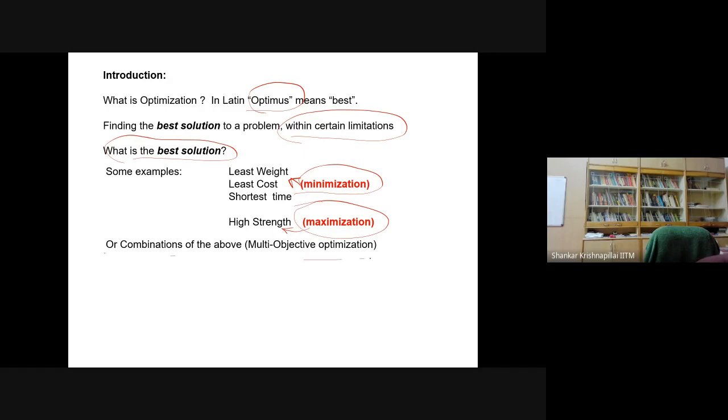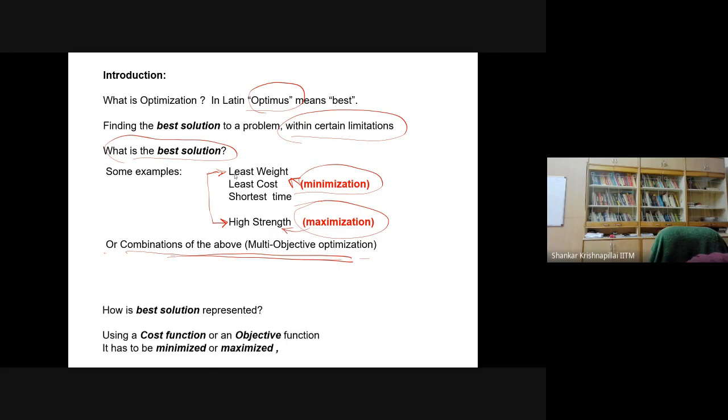Now you can also have combinations of the above two. For example, you can have least weight and high strength. That is called multi-objective optimization. Actually, multi-objective optimization is made up of conflicting objectives. Least weight and high strength are conflicting objectives, because when you try to minimize the weight, you are reducing the material and you will not get high strength. This type of conflicting objectives is called multi-objective optimization, which we look at in the end of the syllabus.